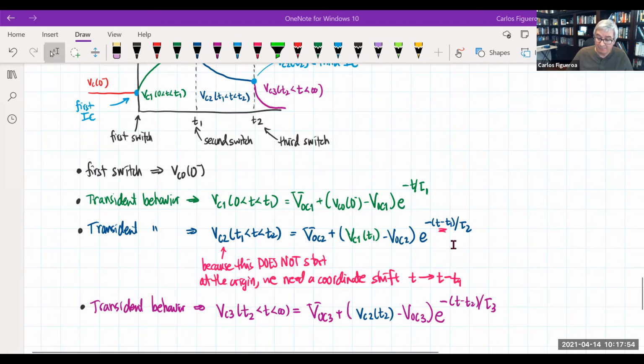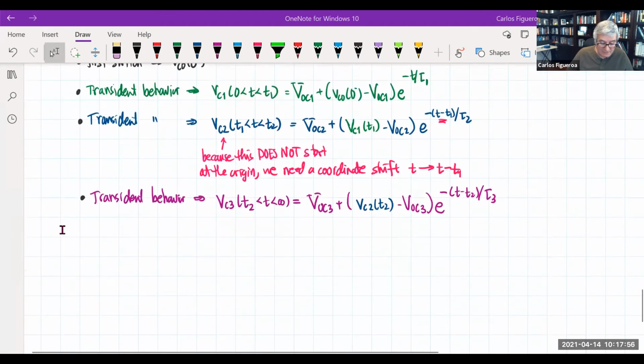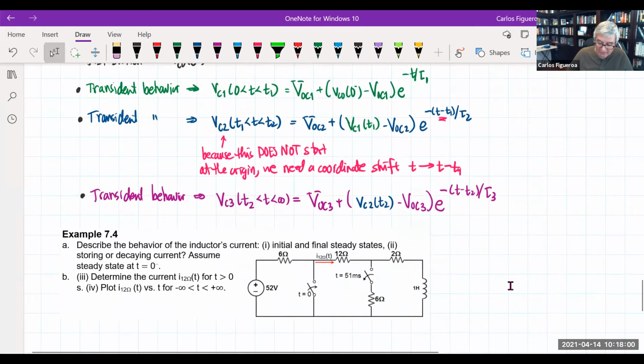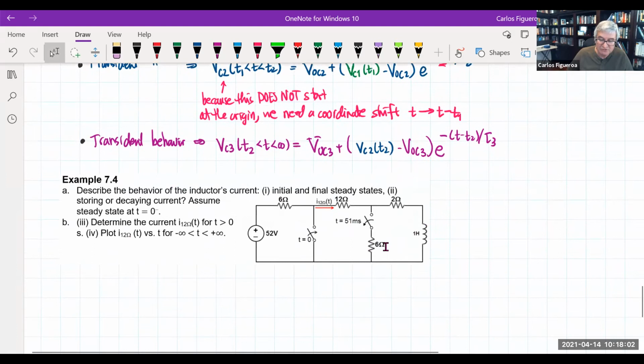So the example that I want to look at is this guy. Remember, the hardest part of this is just keeping track. What you're seeing here is that there are two switches, and because there are two switches, we have to keep track of the things that we've got to do here. Okay, so let's go do this.